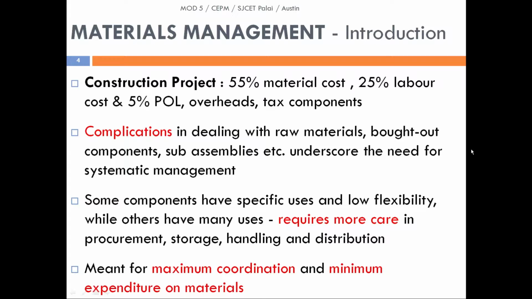We know that materials can be classified into two, direct materials and indirect materials. Direct materials are nothing but the raw materials which are to be processed and made into a final product, while indirect materials are nothing but the tools, accessories or other spare parts that are required for everyday operations to make these direct raw materials into a finished final product. Then why is this required? Like I said, it costs about 55% of the total construction project. Therefore, material management is very important.